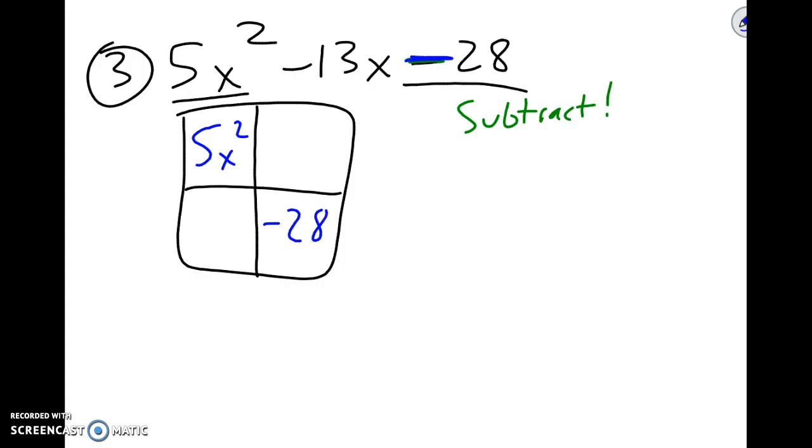And then we look at step 3, and we're going to multiply A and C. A is 5. C is negative 28. But we can go ahead and keep that positive. It does say in step 3 to keep that positive, so I'll just do that. All right, so we have 5 and 28. Wow, there's going to be a lot of factors for this, but that's okay. 5 times 28 is 140.